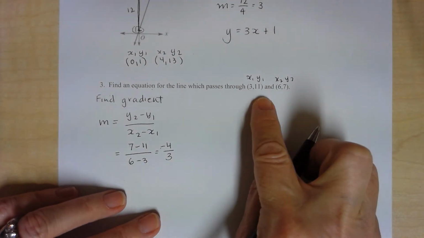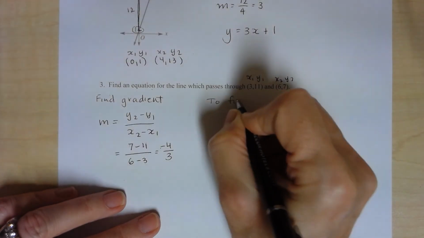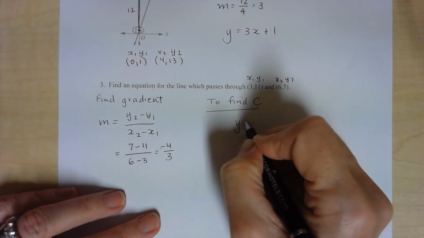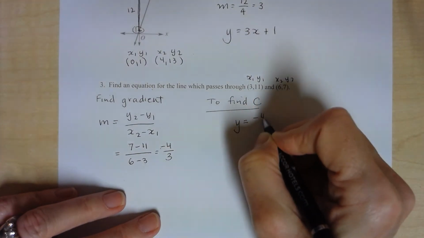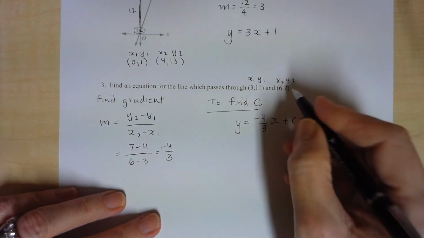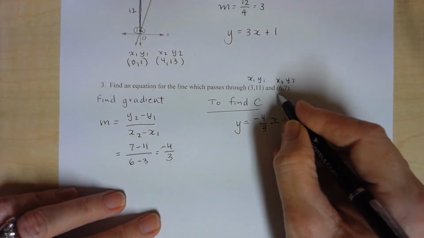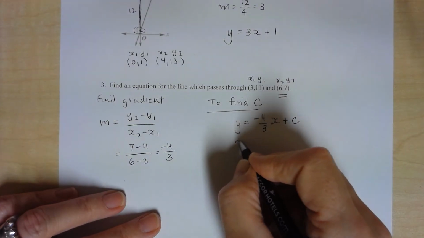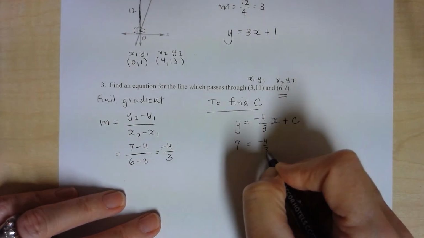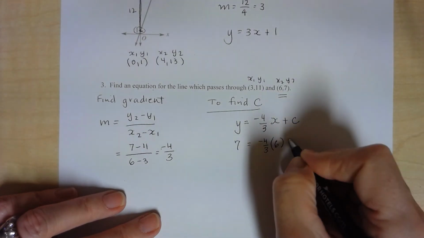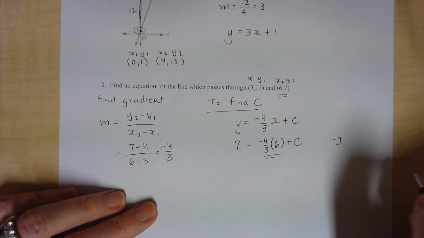Now, after I do that, I use one of the points. You can use either one, it doesn't matter, to find the c. And sometimes this can be pretty tricky. So I write y equals m, that's my m, x plus c, and then I pick either one of these points. I'm going to pick 6, 7, and I put the x and the y in here. So I get 7 equals negative 4 on 3 times the x of this point, which is 6, plus c.